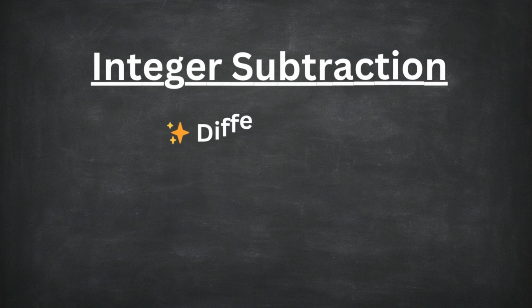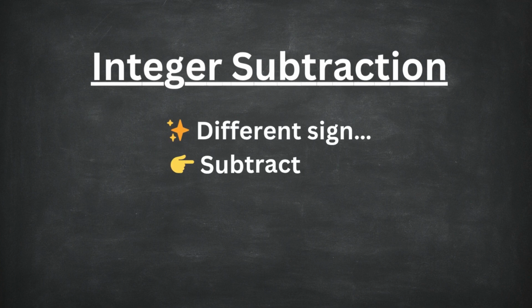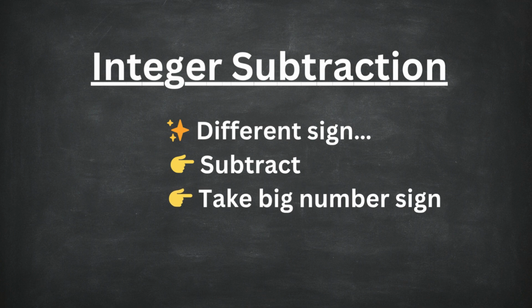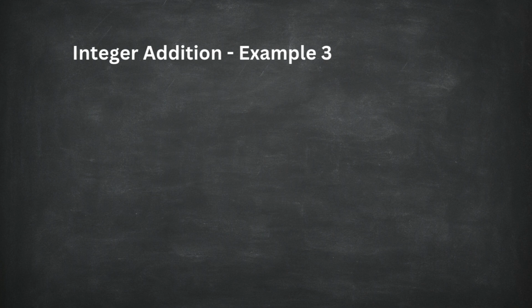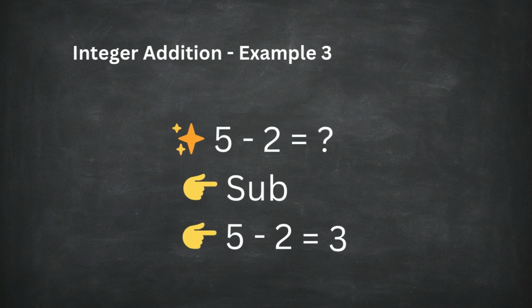Now let's see what happens when the signs are different. When the signs are different, we subtract the numbers and take the sign of the bigger number. For instance, 5 plus negative 2. The signs are different. So we subtract. 5 minus 2 is 3. The bigger number is 5 and it is positive. So the answer is positive 3.